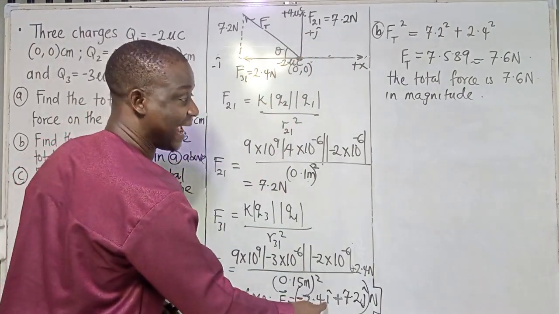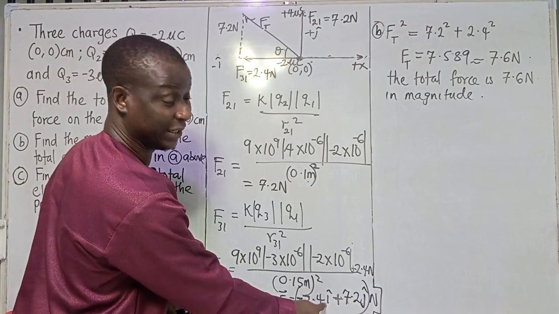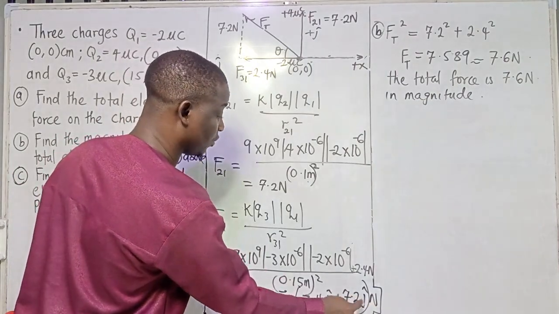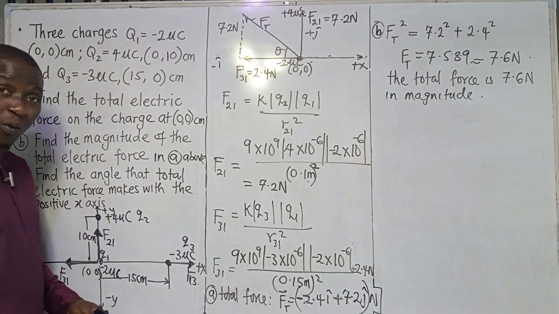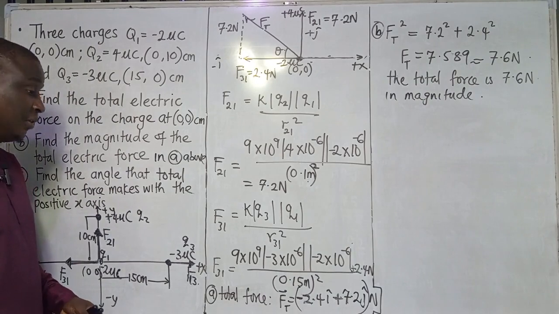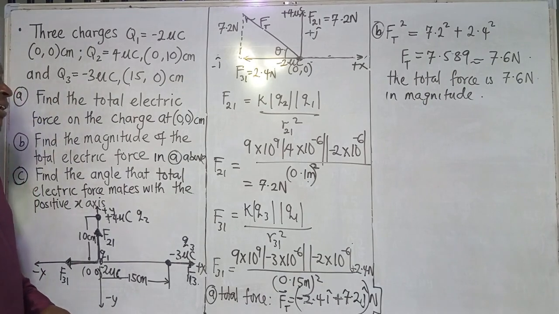And i represents the unit vector to show direction on the x-axis. j represents the unit vector to show direction on the y-axis. So that will give us your answer for A and B.